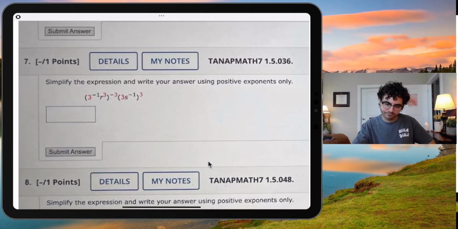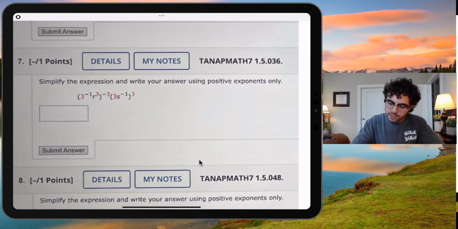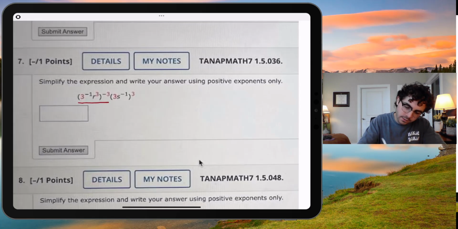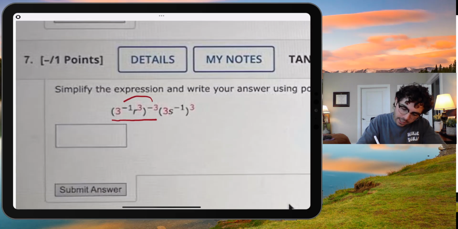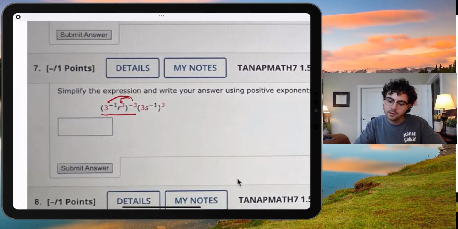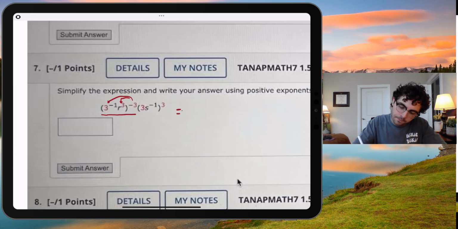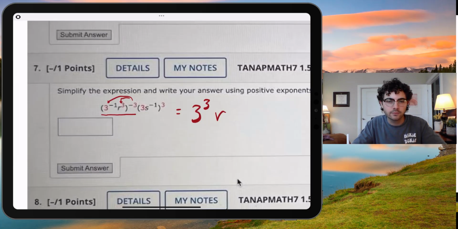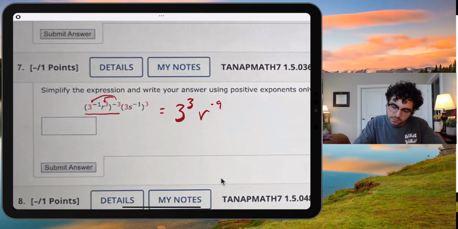Here is number 7. They say simplify the expression and write your answer using positive exponents only. All right, I would recommend starting with this. What we'll do is distribute the negative 3 to the 3 to the negative 1 and to the r to the third. What that will look like is 3 to the negative 1 times negative 3. So you multiply the exponents and get positive 3. And then r cubed: r to the 3 times negative 3 is negative 9. 3 times 3 is negative 9.